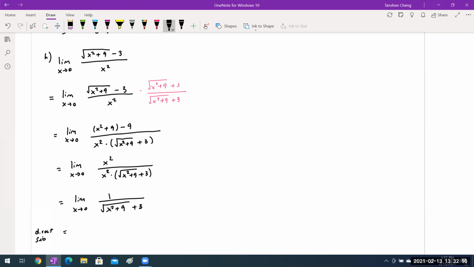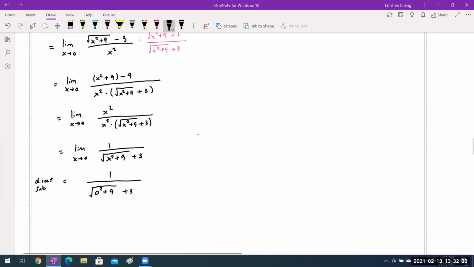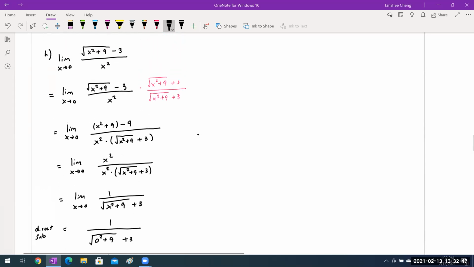So applying direct substitution, the limit notation is gone, and that will become 1 over the square root of 0 squared plus 9 plus 3. So finally, simplifying this gives us 1 over 3 plus 3, which is 1 over 6. And that will be the final answer. Let's take a look at the next example, I.